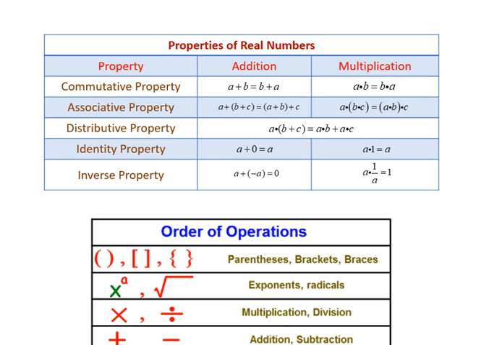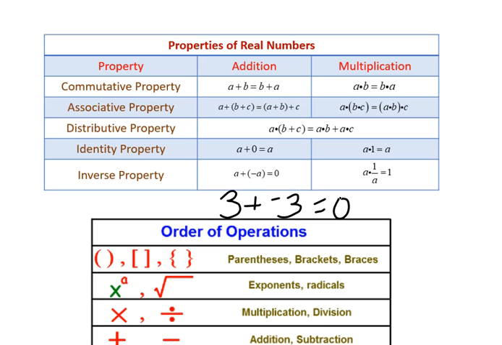Distributive property, we have to take everything on the outside times everything on the inside. Identity property, if you add 0 to anything, the value doesn't change. If you multiply by 1, the value doesn't change. Inverse property, if you add its opposite. So for instance, this would be like taking $3, adding negative $3. So I have $3, but I owe somebody $3. Well, guess what? I have nothing left.